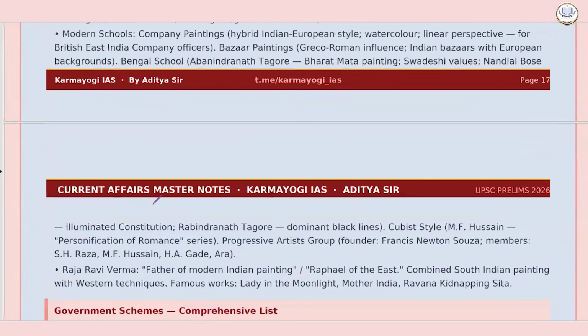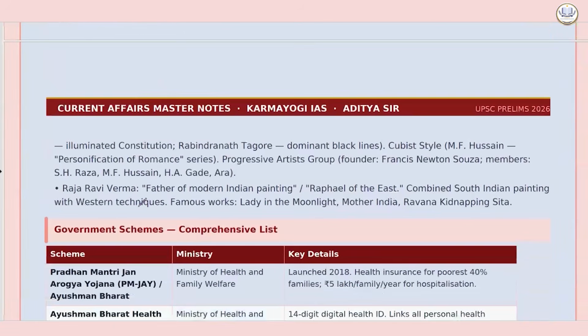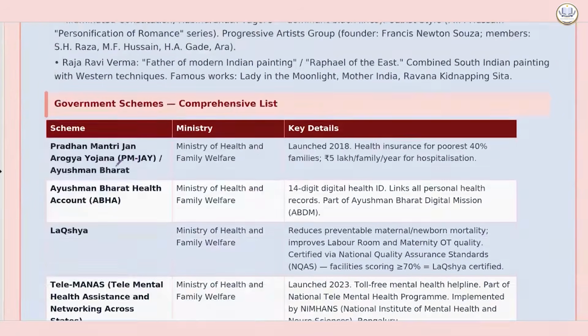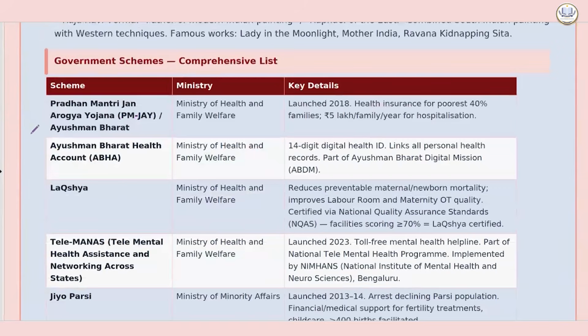Now let's see the government schemes, the comprehensive list. The first one is the Pradhan Mantri Jan Arogya Yojana, Ministry of Health and Family Welfare, launched 2018. Health insurance for the poorest 40% families, 5 lakh per family per year for hospitalization. We have the Ayushman Bharat Health Account, Ministry of Health and Family Welfare: a 14-digit digital health ID that links all personal health records, part of the Ayushman Bharat Digital Mission.